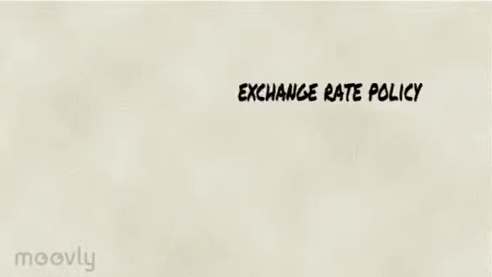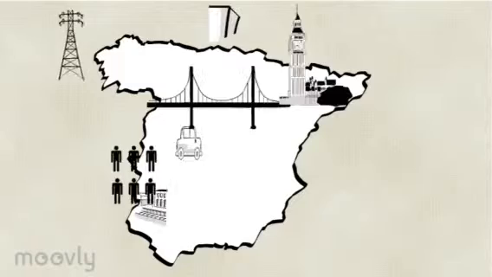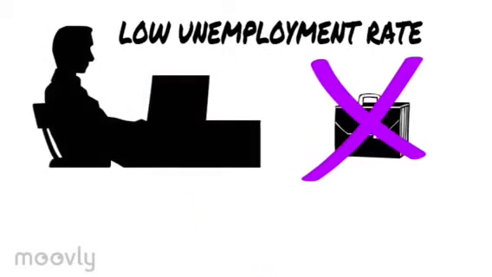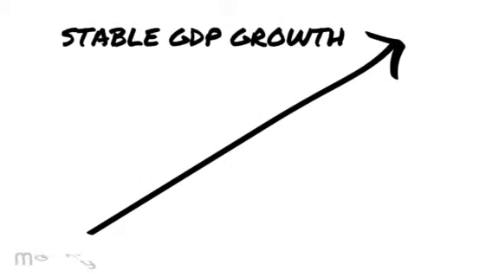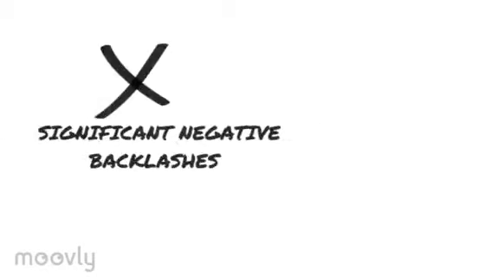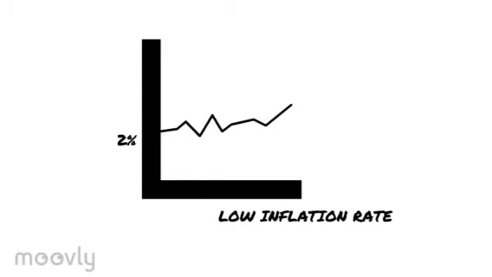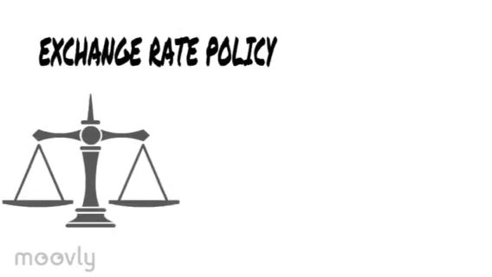To sum it all up, the exchange rate policy in Singapore is still effective. Singapore is a developed country with low unemployment rate of 1.9% and stable GDP growth of 3.9%. The lack of export revenue will not cause significant negative backlashes on the market. Overall, it has maintained inflation at a low of 2 to 3% since 2011, thus proving the exchange rate policy to be an effective tool.